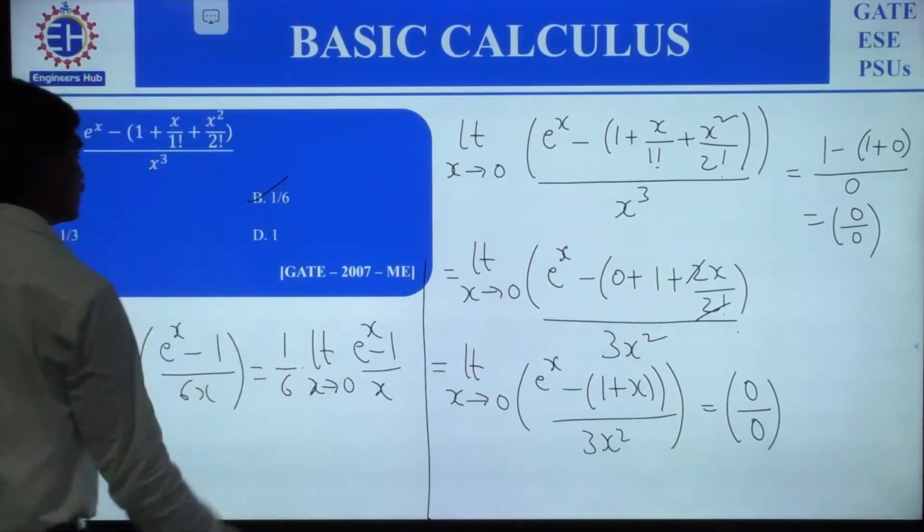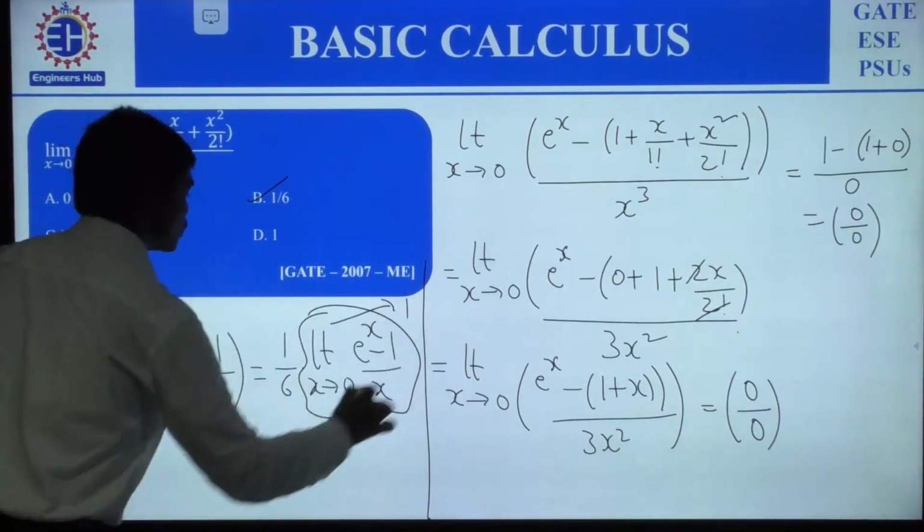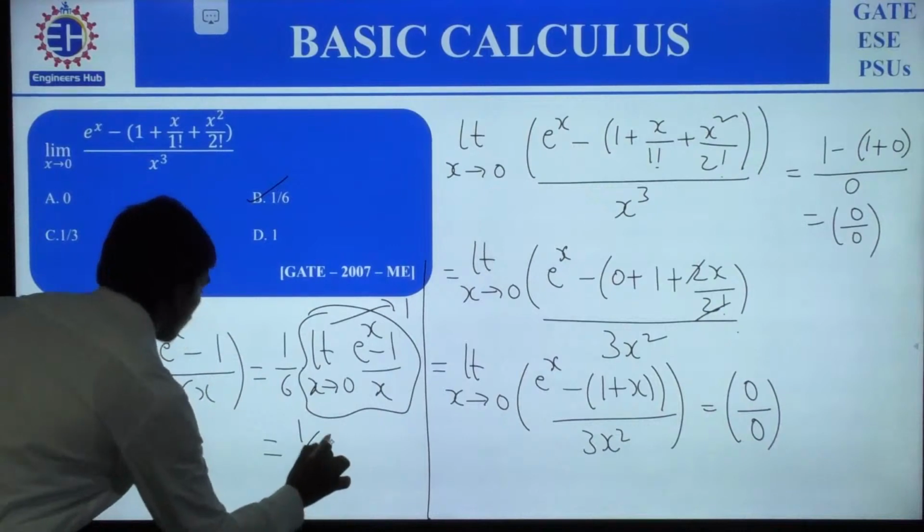This is something different, (e power x minus 1) by x. So this value is 1. So 1 into 1 by 6 is 1 by 6.